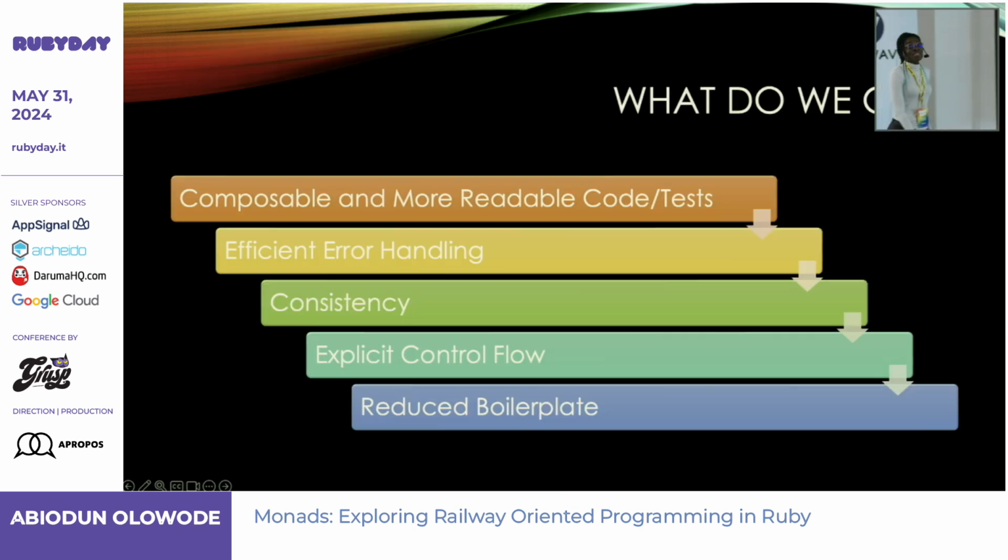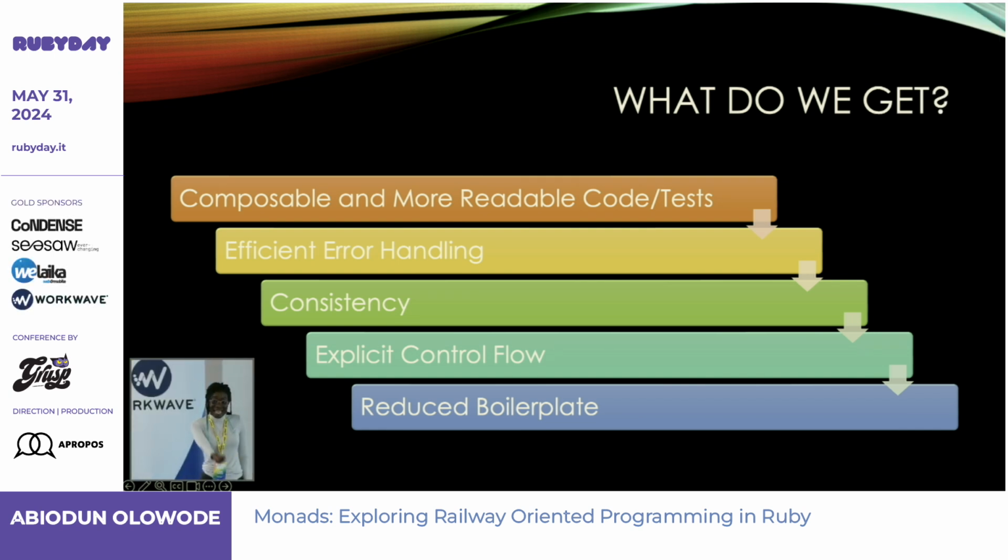So what do we get at the end of the day from all of these things? Whoa, I made it. We have composable and more readable code. Even our tests are more readable. You can just say, was this a failure? Yes. What type of error did I expect? I expected forbidden, I got forbidden. That's all, you move on.